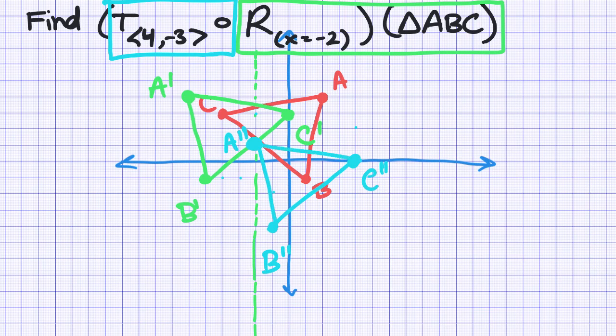Now what's expected is that you're able to show all of the steps. You need to have all three of these triangles in there. You need to have the image, you need to have the pre-image, and then the original image. So at this point, you should get something and you should be able to figure these out like this.